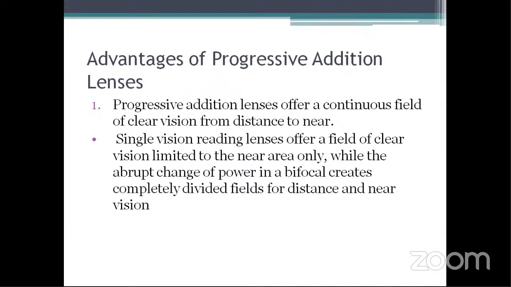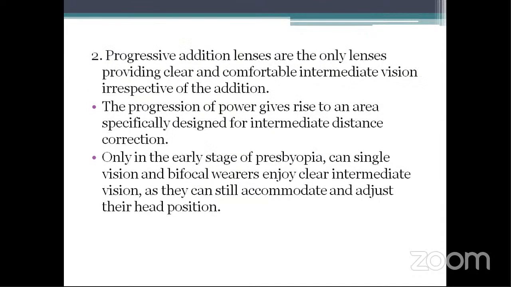vision at all distances. Next advantage, progressive addition lenses are the only lenses providing clear and comfortable intermediate vision irrespective of the addition. Single vision and bifocals do not provide intermediate vision. Trifocals have a demarcating line in between, which causes a sudden image jump. For example, when the patient is focusing from near to intermediate, like using his phone, or looking at someone far off and suddenly looking at his computer, there will be an image jump, whereas in progressive lenses there is no such problem because the power increases gradually and gives comfortable intermediate vision.